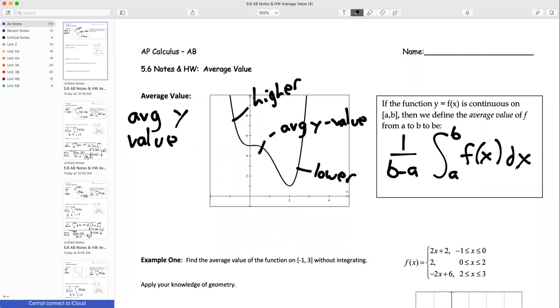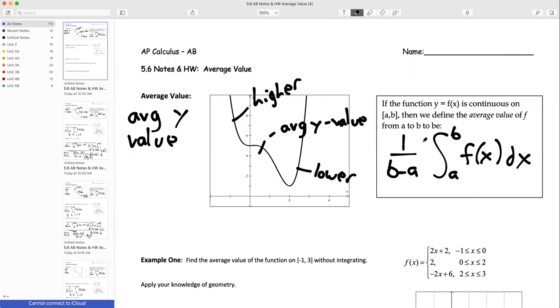This makes sense because whenever we find an average, we add everything up and then divide by the total, which is all we're doing here, right? The integral is the sum of all of it, and then we're dividing by the difference in the bounds, from the beginning point to the ending point.